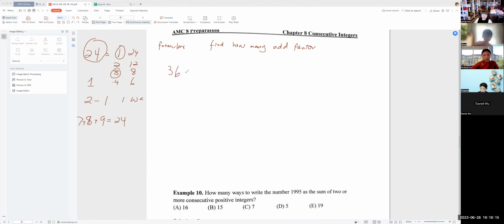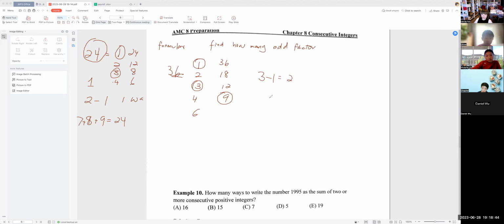Okay. So now let's just see. Tell me, how many ways can 36 be expressed as the sum of consecutive integers? Same thing: 1 and 36, 2 and 18, 3 and 12, 4 and 9, and 6. So there are only 1, 3, and 9, which is 3 odd factors. So 3 minus 1 equals 2. So there are only two ways to express 36 as the sum of consecutive integers.